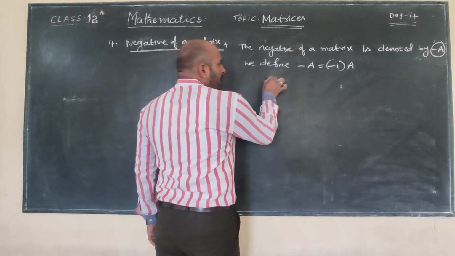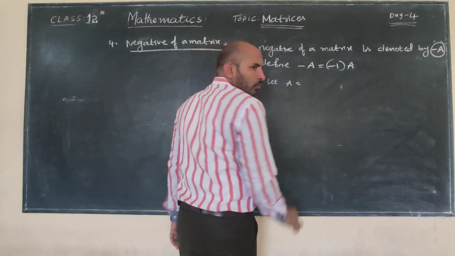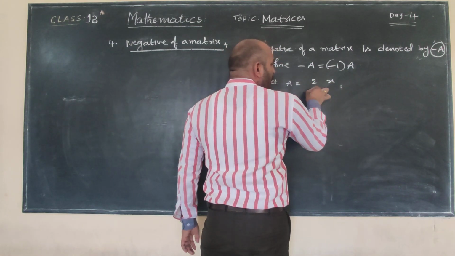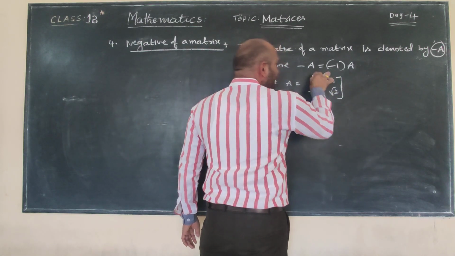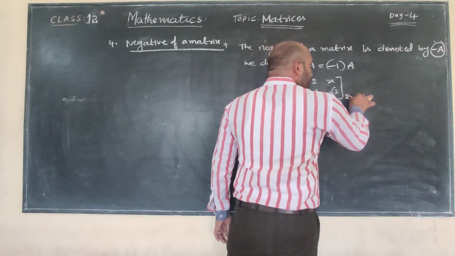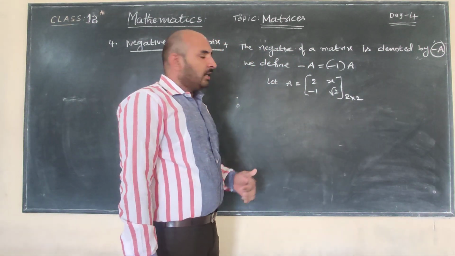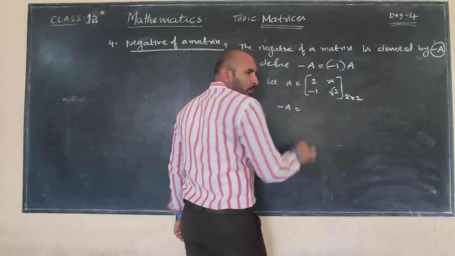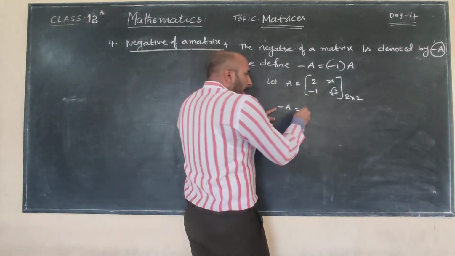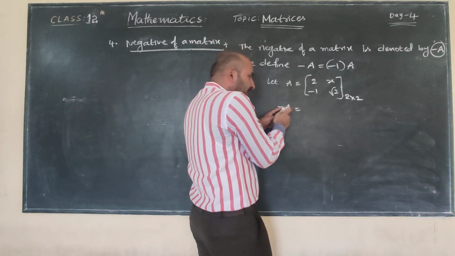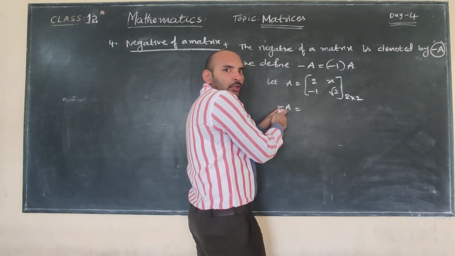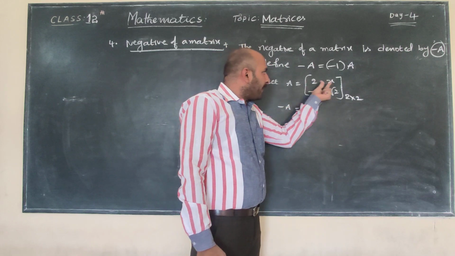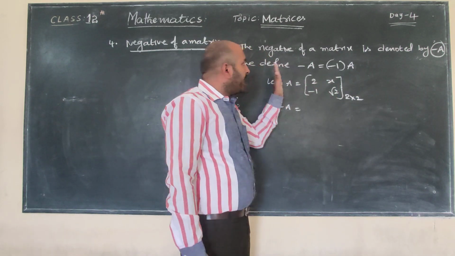So let us say, let capital A be the matrix 2, x, minus 1, root 2. The order is 2 cross 2 matrix. I want minus A. So how to write the value of minus A? Minus A is nothing but internally a negative value multiplied with all the elements, a minus value multiplied with each and every element. That is called the negative of a matrix.